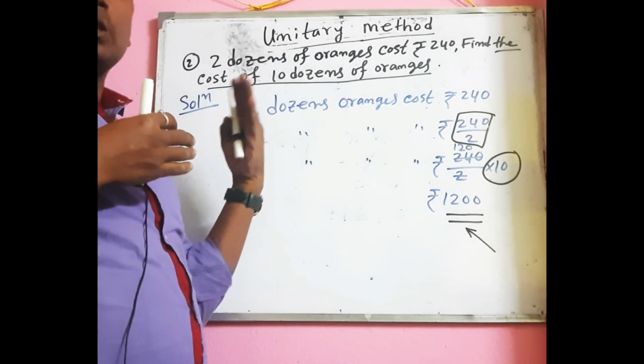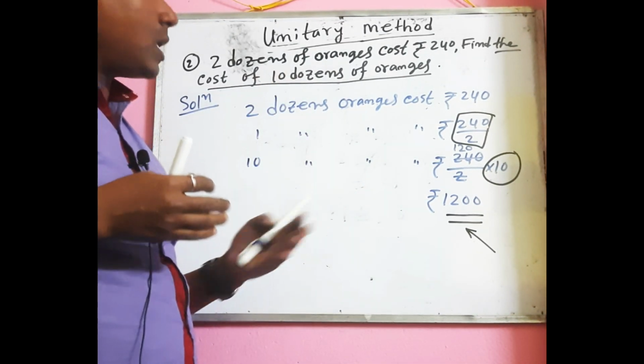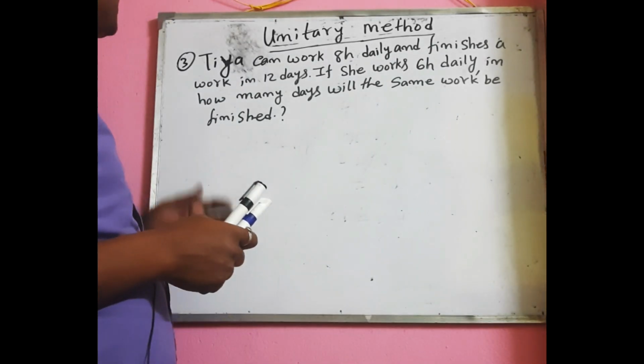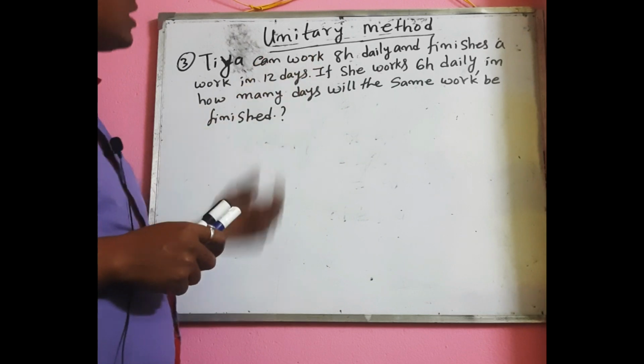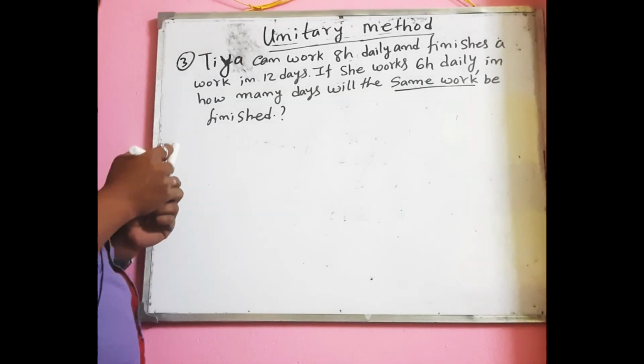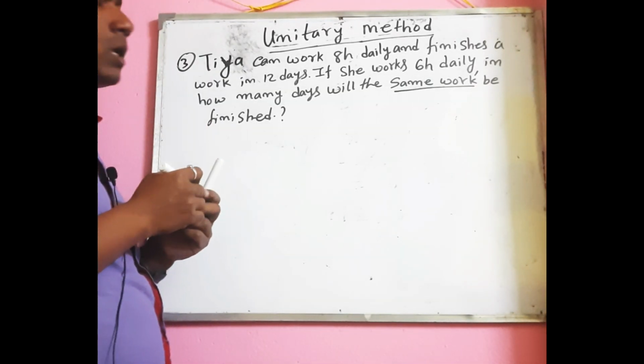Now we move to the third example of the day. The example is: Tia can work 8 hours daily and finishes a work in 12 days. If she works 6 hours daily, in how many days will the same work be finished? This is the third example.